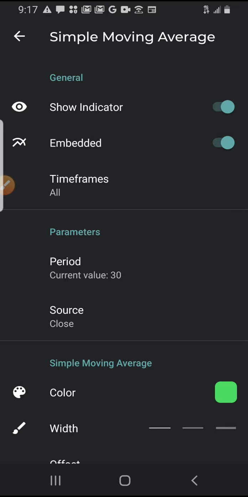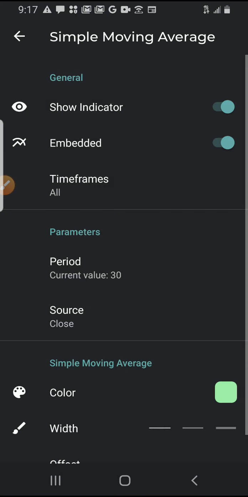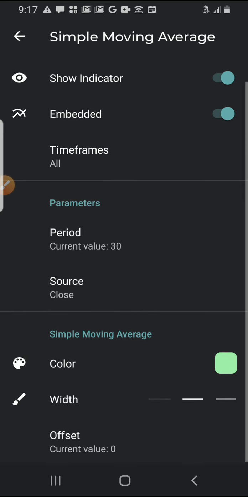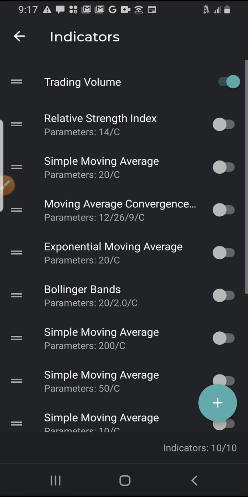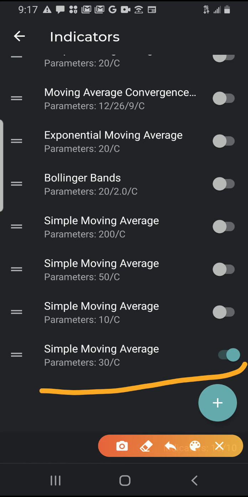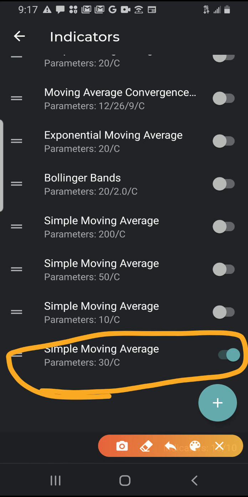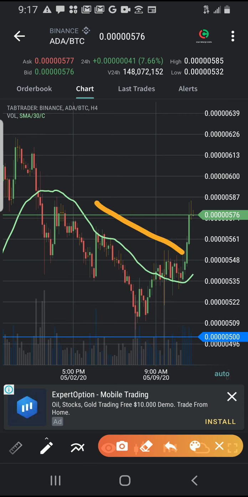Now 30 is there. I can give it another color I want. Let me say I want something like this. Okay, I think I'm okay. I can make it a bit thick by clicking on the width. Another thing I want to do is nothing else. Now I can go back, and it's already added for me here. Now when I go back, I'm going to see it here. That's the line.